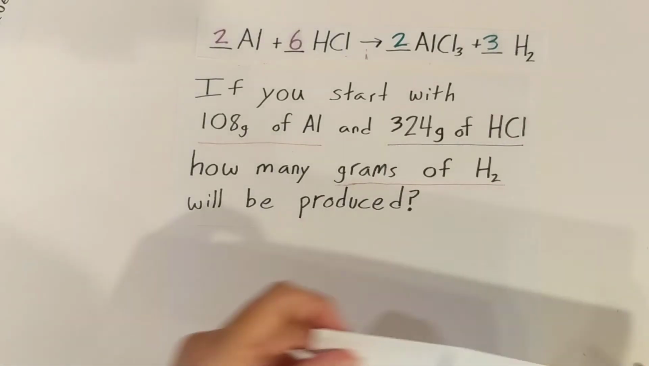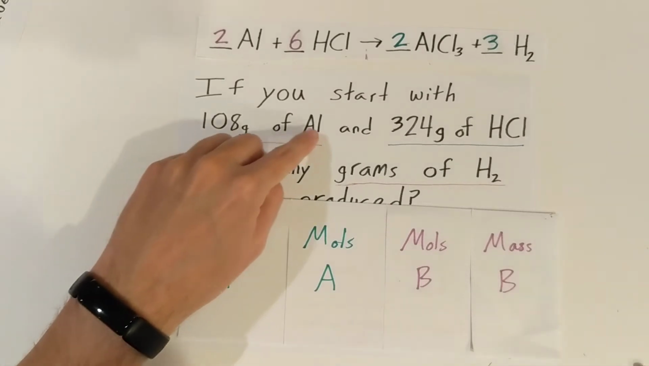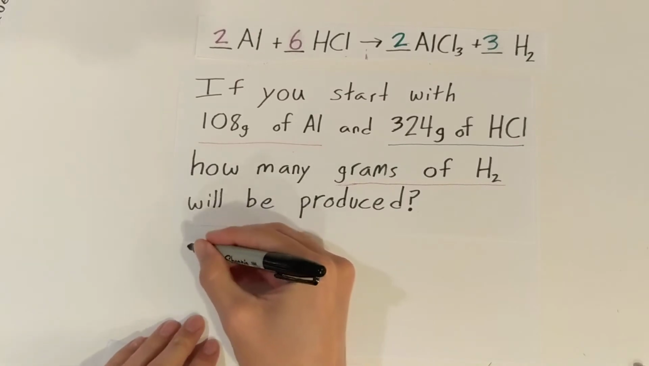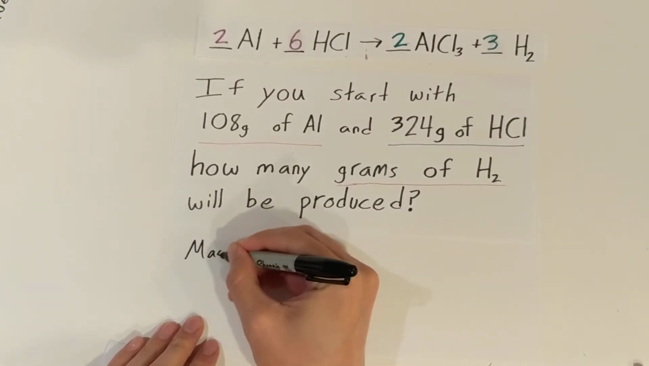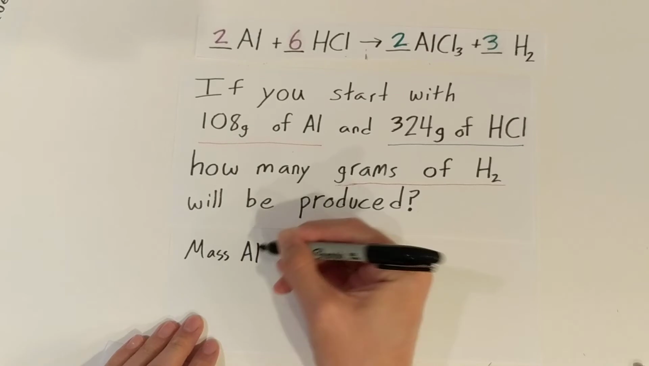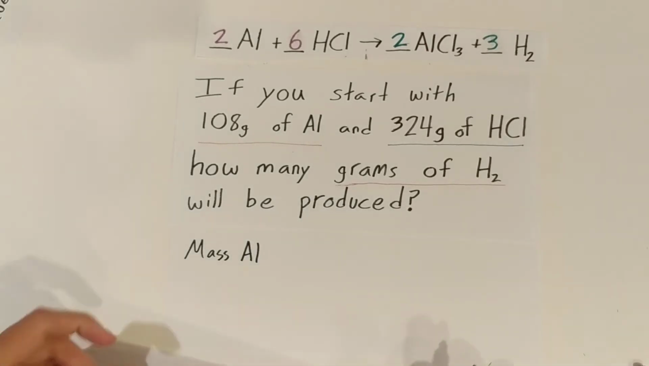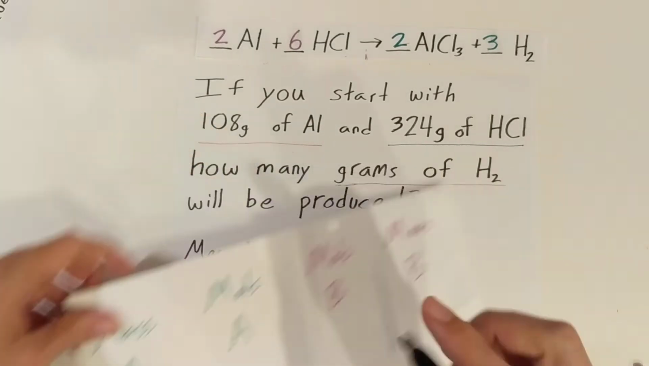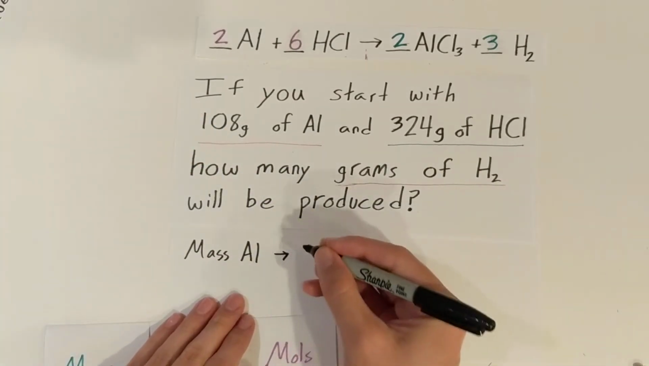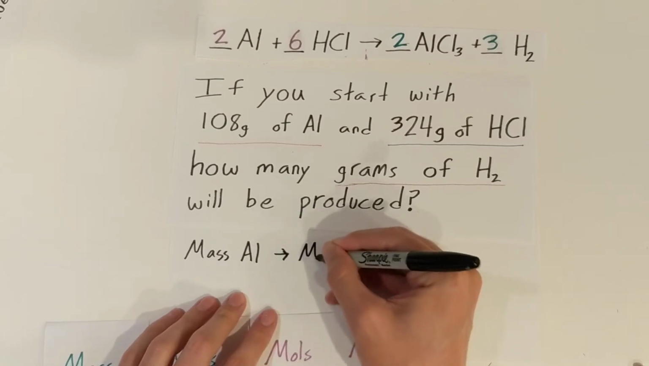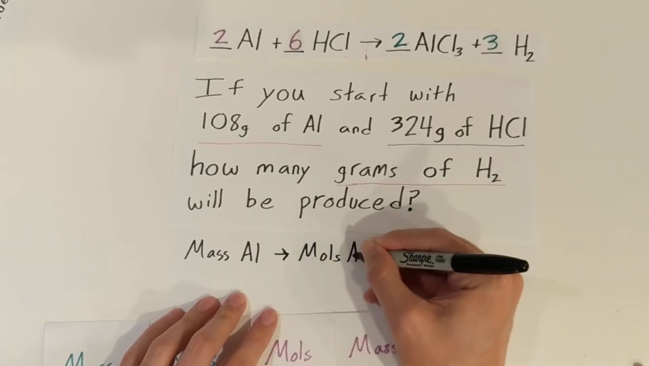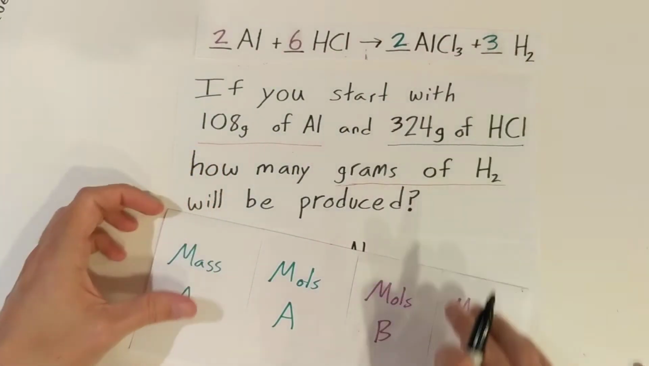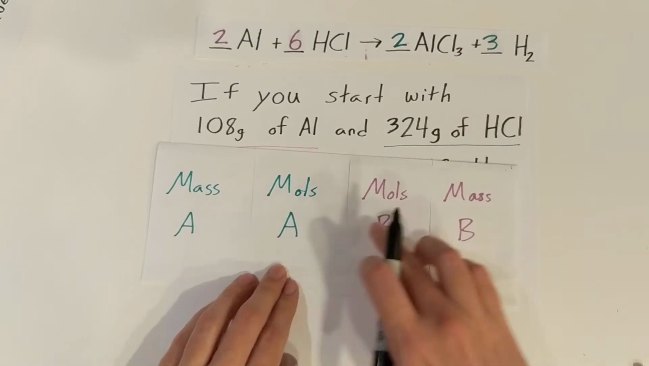So we're given 108 grams of aluminum. So that would be a starting point. Mass of aluminum. And then from mass of aluminum, we would want to go to moles of aluminum, because we have to convert to moles in order to use our chemical equation up here. And then from that, we have to convert it to something else.